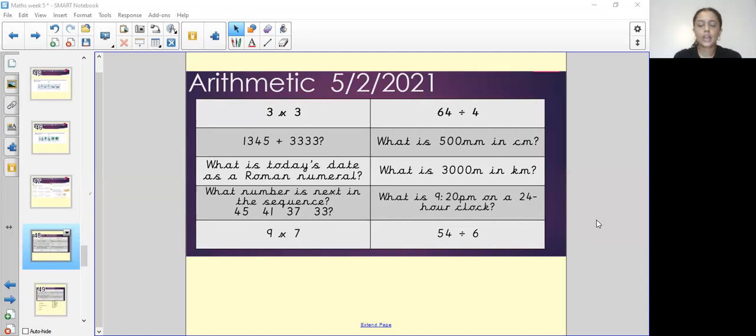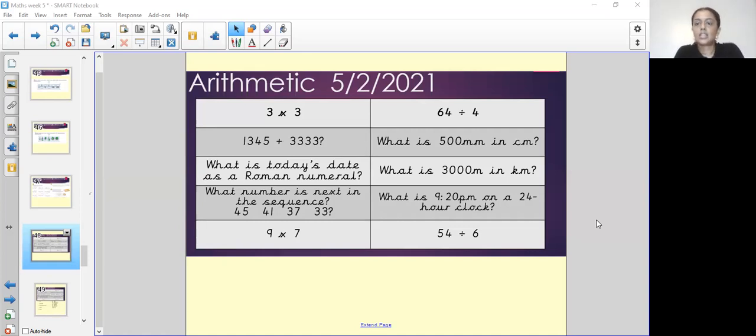So, starting off our lesson, can you have a go at carrying out some of these arithmetic questions? Remember, you can pause the screen, have a go at recording, timing yourself to see how long it might take for you to do these questions. I'll read the questions to you.